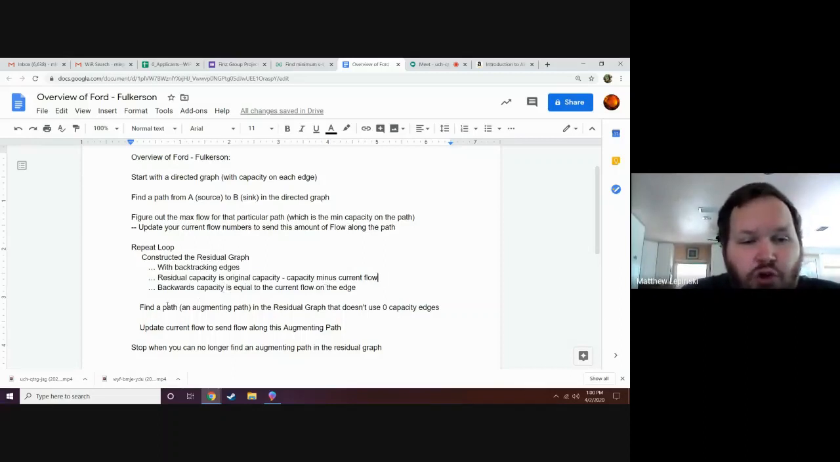Then once we have the residual graph, we find an augmenting path in the residual graph that doesn't use any zero capacity edges. It might use some forward edges, it might use some backtracking edges, but we find some path that allows us to pump more flow from A to B. And then we update the current flow by sending as much as possible along this augmenting path. And when we can no longer find an augmenting path in the residual graph, then we're done. We declare victory, and we have found the maximum amount of flow that we can send. So this is the high-level approach, and this is review from last time.